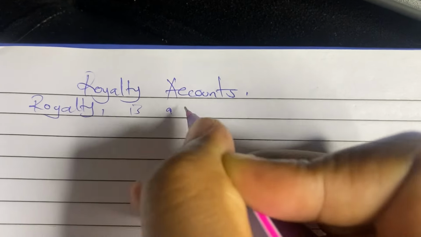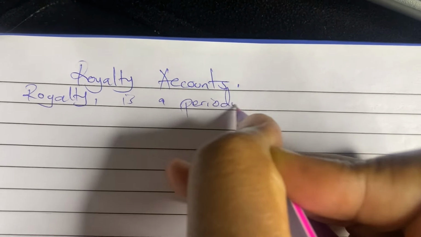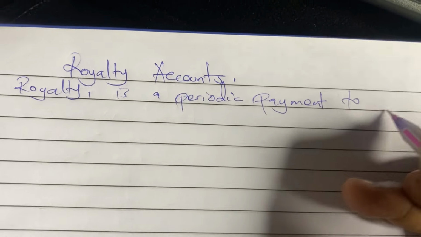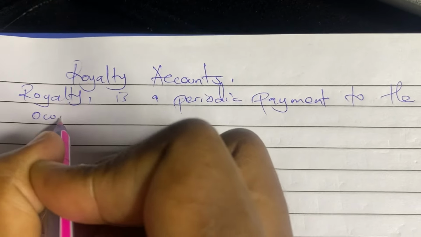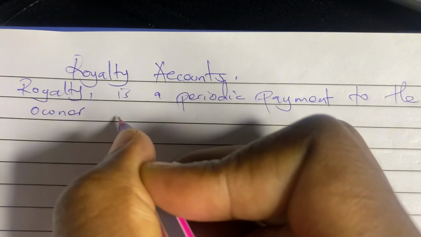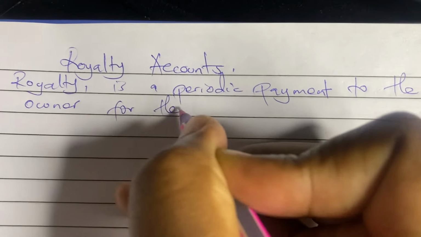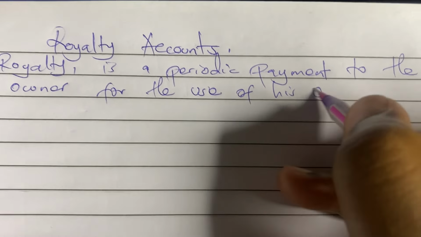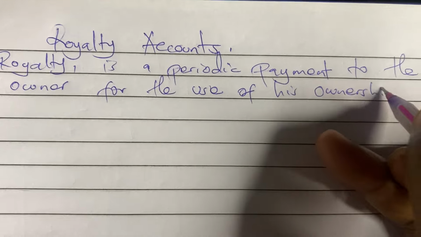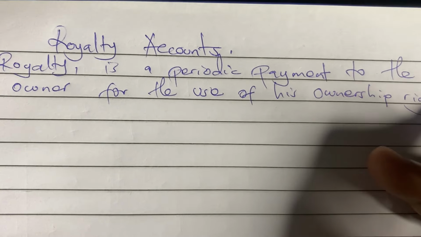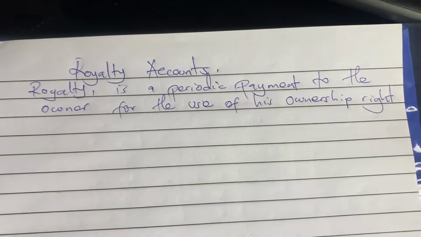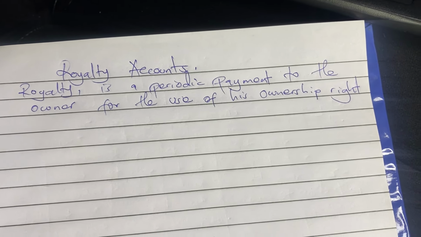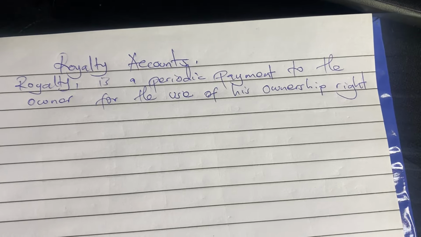Royalty is a periodic payment. A periodic payment means that it is paid after a certain period of time. It is a periodic payment to the owner for the use of his ownership right. That's what we call royalty. A periodic payment to the owner for the use of his ownership right.